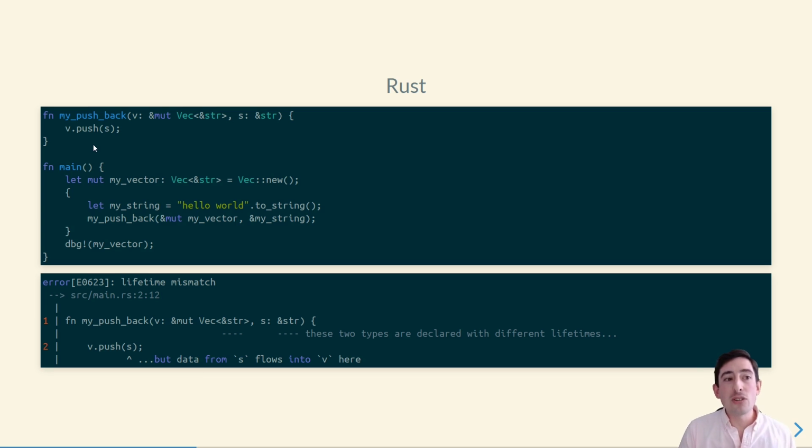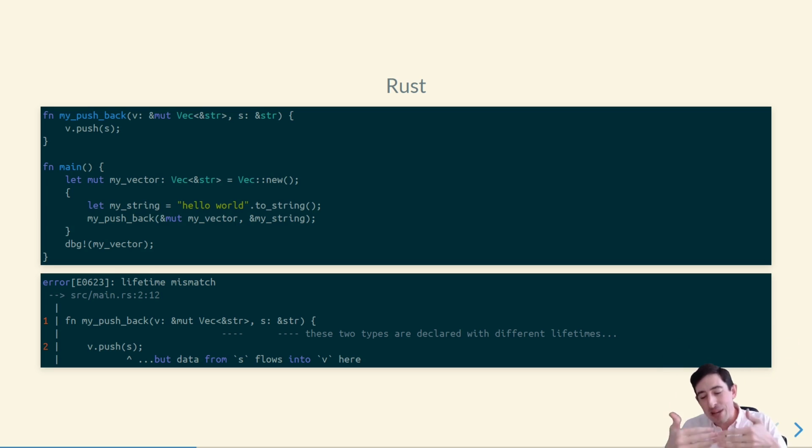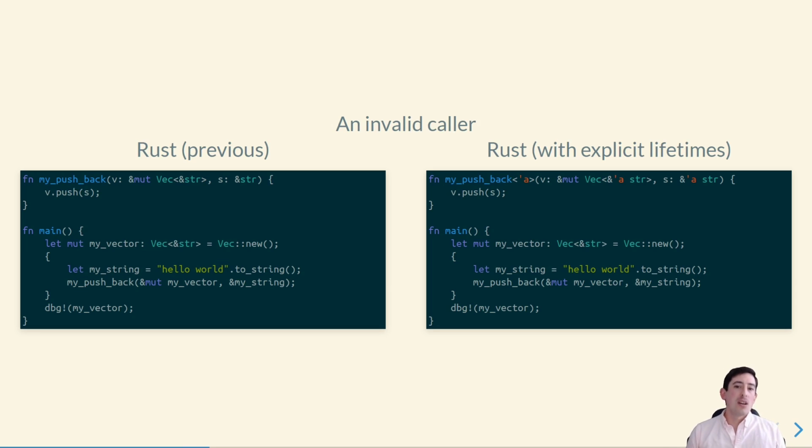So let's see what we would have to do to this helper function to make it compile, which is to make the error move out of the helper function and be an error in main, which is what we want. In this case, we would need explicit lifetime annotations to make this work.